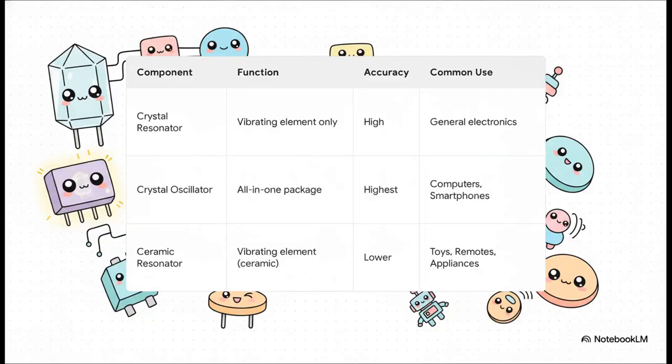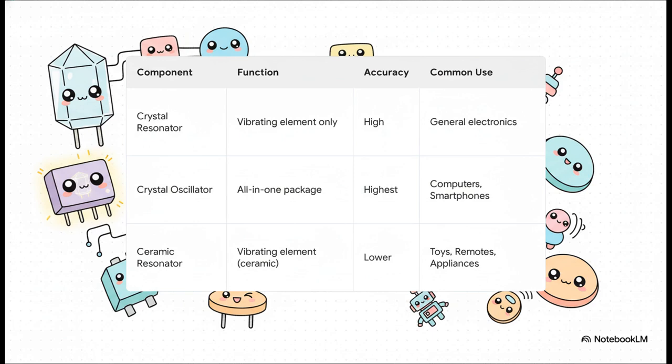So first up, the crystal resonator. This is just the raw quartz crystal, usually with 2 pins. It's really accurate, but it needs an external circuit to get it going. Then you have the crystal oscillator. This is the all-in-one package. It's got the crystal and the circuit inside, and usually has 4 pins. It's super accurate and just ready to go.